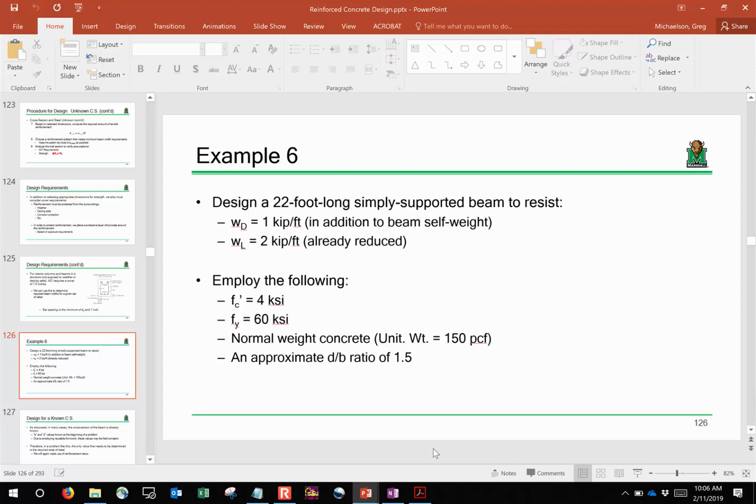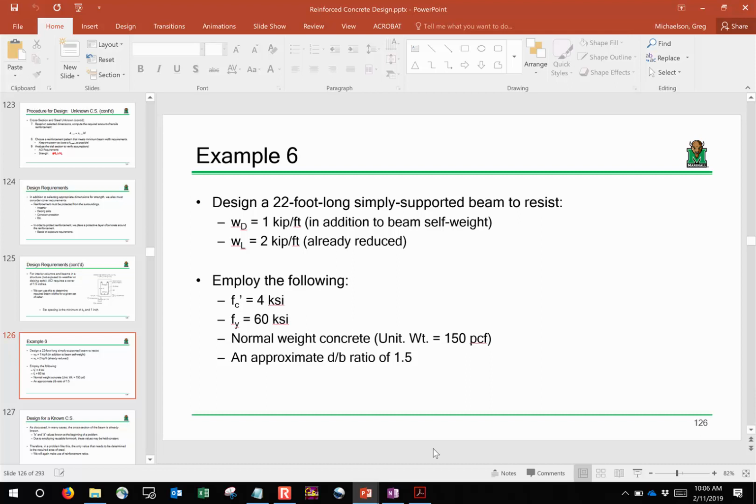So like I said, we're going to do an example start to finish. We've got a 22-foot long beam. It's going to be simply supported, so just hinge and roller support on each end. It's got 1 kip per foot of dead load. Now that dead load is in addition to the beam self-weight.